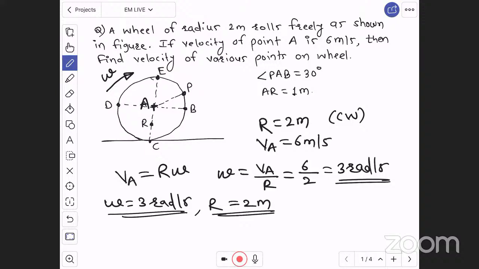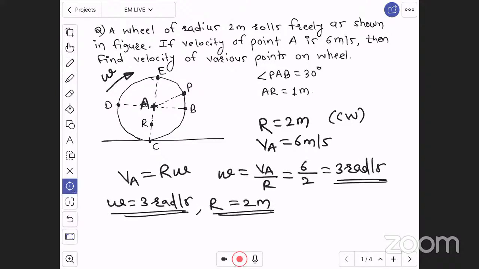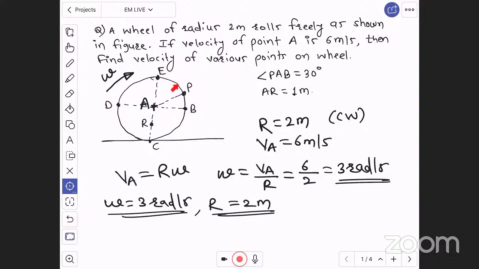My dear students, can you see the diagram? In diagram they are asking velocity of other points. Now let us draw this diagram once again, and we are going to find velocity of each and every point, right? Now the diagram is clearly visible. I think the diagram is clearly visible to everyone, right? Now I am going to erase the question so that I am keeping only diagram here.